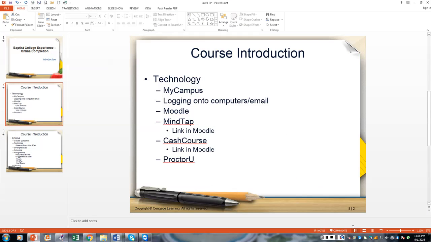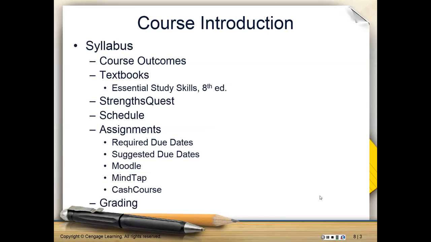All right, let me go back to what we've got here. We talked about all of the technology. I've already talked about the textbook, the essential study skills, and the MindTap information that you'll need to know. I kind of hit on a lot of this already. One thing I did not talk about was StrengthsQuest. In the 2nd week of the course, you are required to do an essay based on your 5 signature strengths.